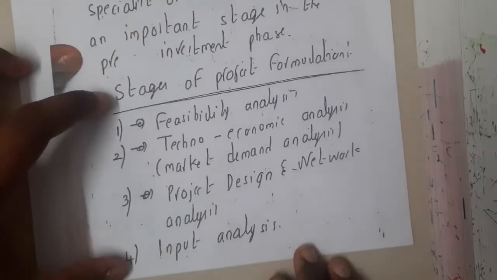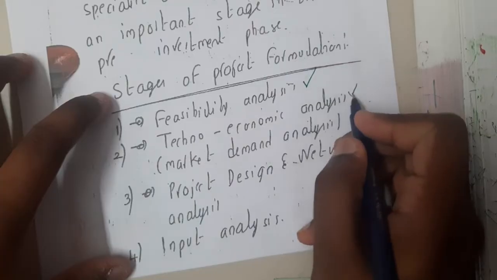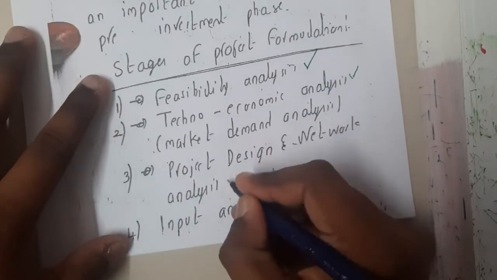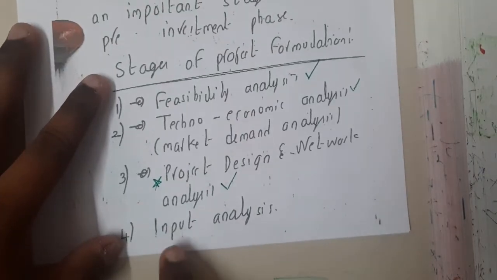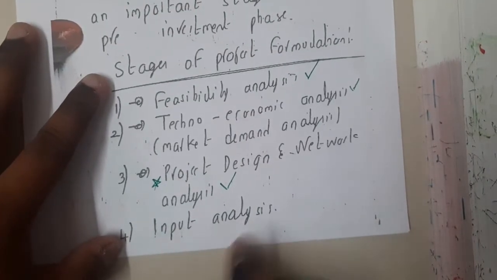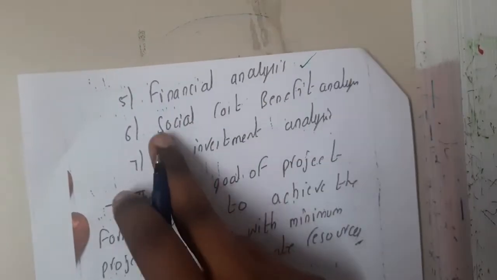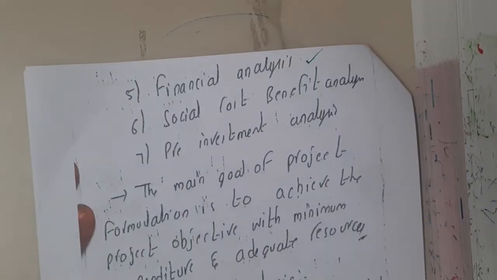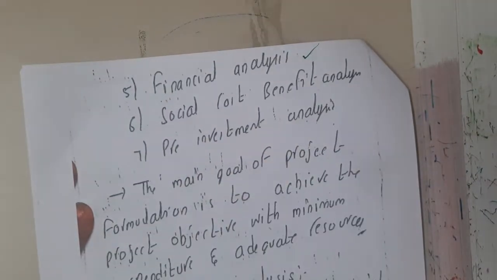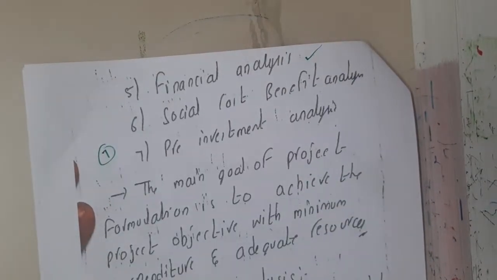Here these are the stages, guys. You will be doing a feasibility analysis, then a techno-economic analysis, then a project design and network analysis, guys. This is one of the most important stages. Similarly, input analysis, then financial analysis, then social cost benefit analysis. So you will be checking whether it is beneficial or not in all aspects. Then pre-investigation analysis. So these are the 7 stages you can say, guys, of project formulation.